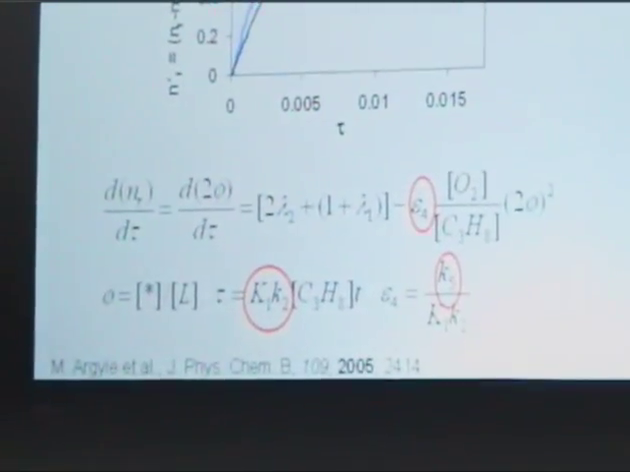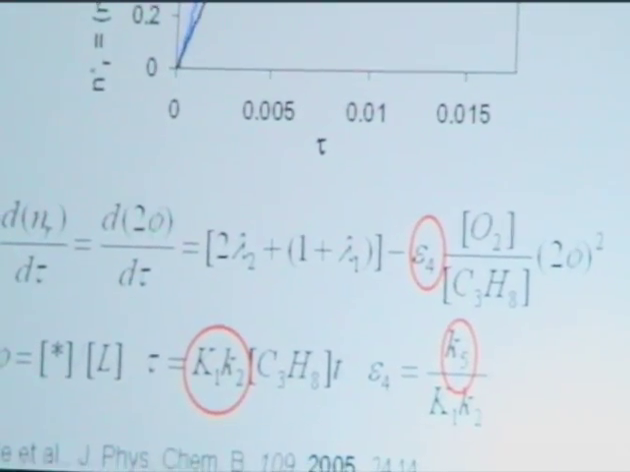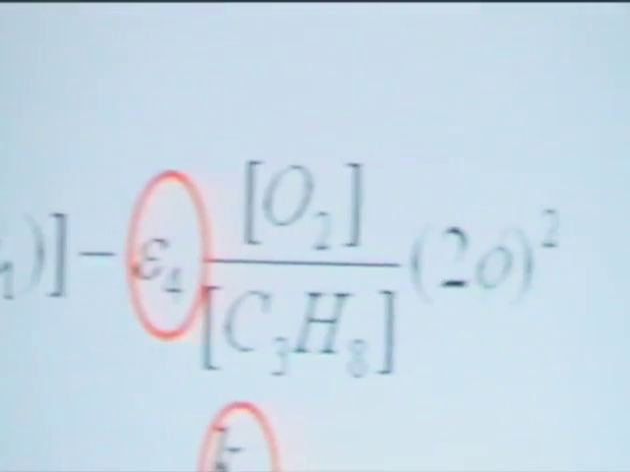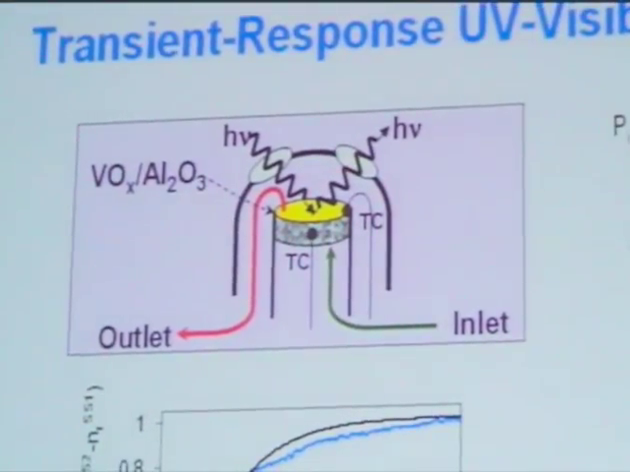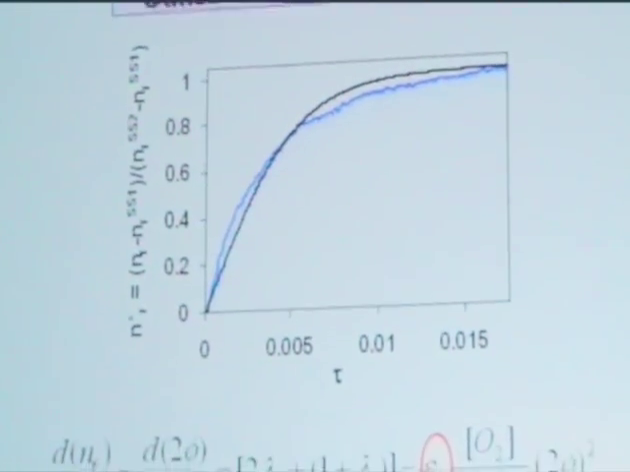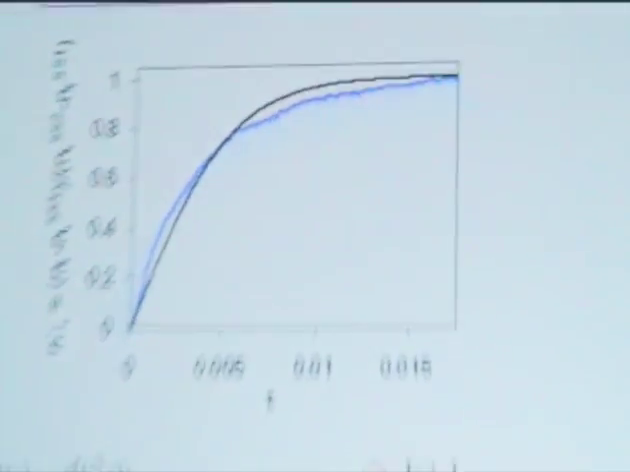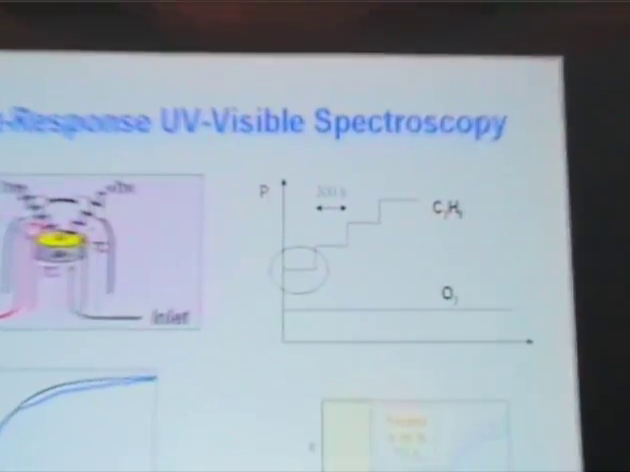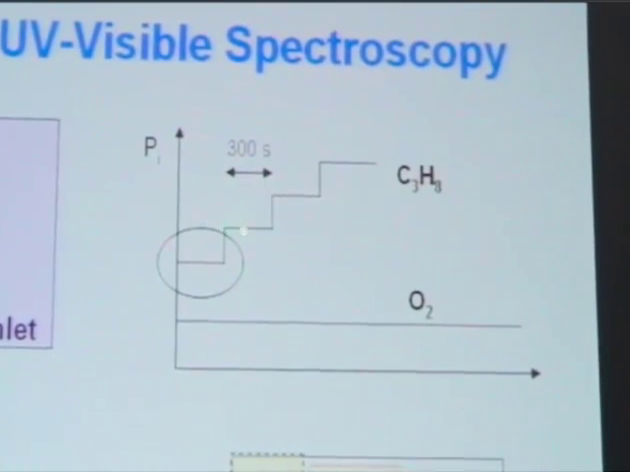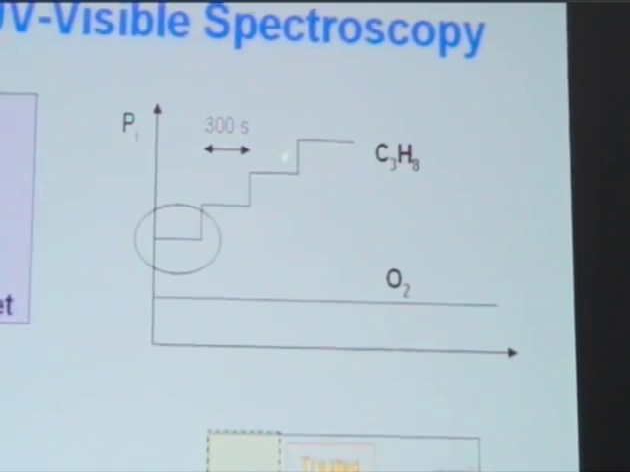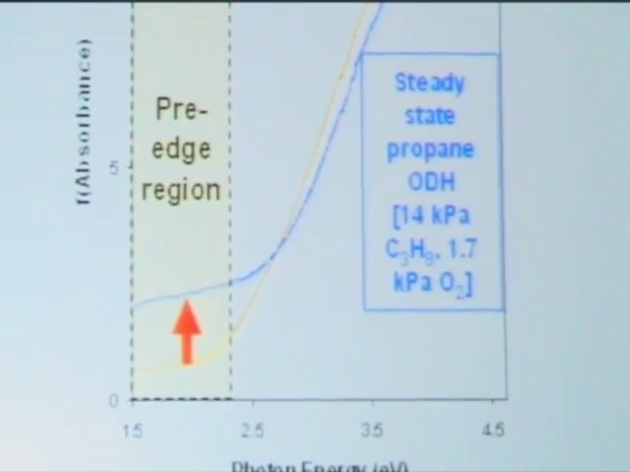So I mentioned earlier that you have to do transient response experiments if you want to get all the details. So let me guide you through the various panels. The first one, again, is our experimental setup. And now, on the inlet side, instead of working always at steady state, what we're going to do is, with time on this axis, work at a fixed oxygen partial pressure and first a fixed concentration of the alkane, in this case propane, for about 300 seconds. Watch what happens, let things come to steady state. And then we'll do a series of jumps where we increase incrementally the partial pressure of the reductant for 300 seconds, then do it again and again and again. And what we're monitoring is the change in this pre-edge absorbance as a function of time.